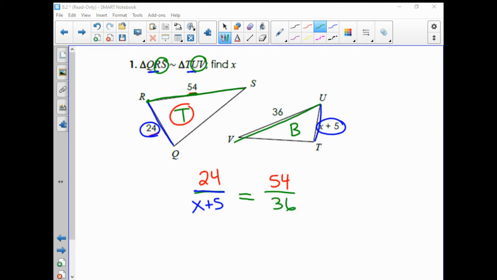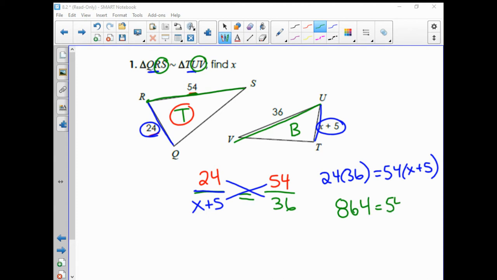All right, now that you got it as a proportion, we solve it the exact same way that you just did. The cross products method, we're going to take the top and multiply it by the bottom. So 24 times 36, and set that equal to the top times the bottom. So 54 times X plus 5. And we go ahead and math away. 24 times 36 is 864. That's equal to 54x plus 54 times 5, which my calculator says is 270.